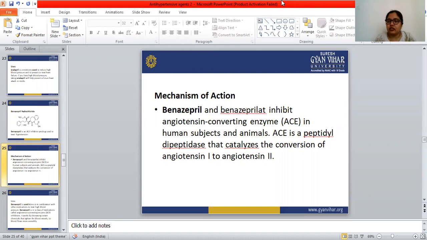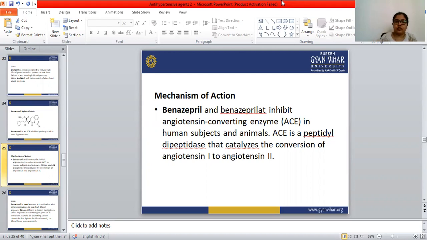Benazeprilat is the metabolite of benazepril. Benazepril is a prodrug: when the patient takes benazepril, it is converted into benazeprilat, and that inhibits the ACE enzyme. ACE, the angiotensin converting enzyme, is a peptidyl dipeptidase that catalyzes the conversion of angiotensin 1 to angiotensin 2.